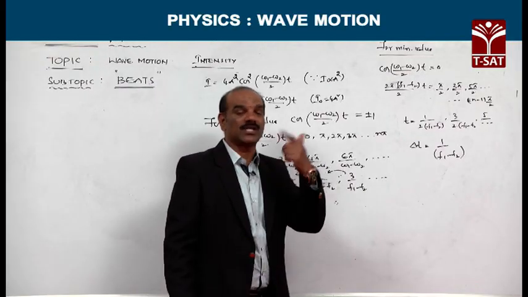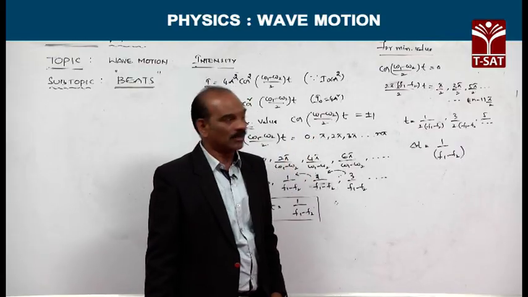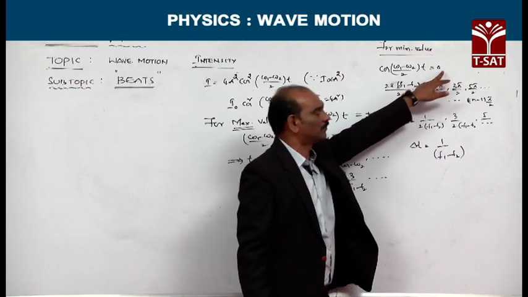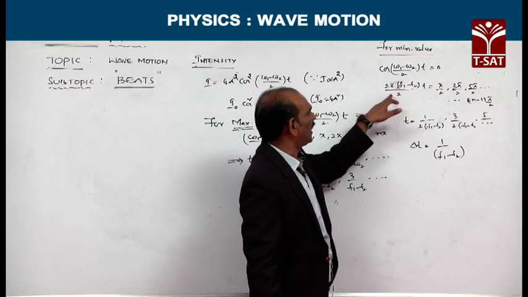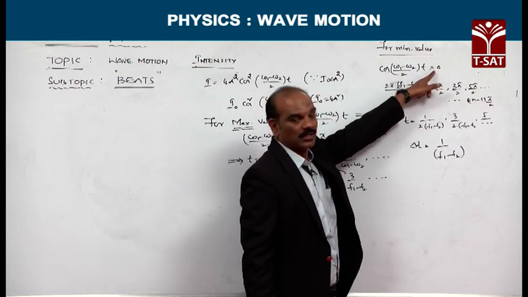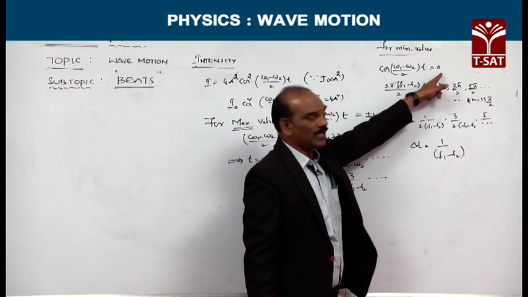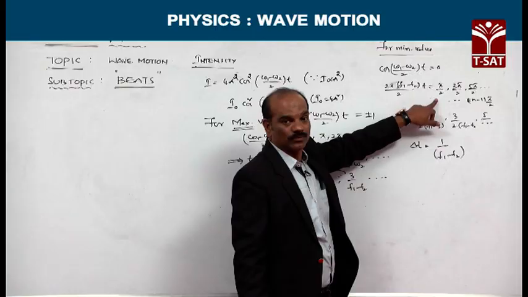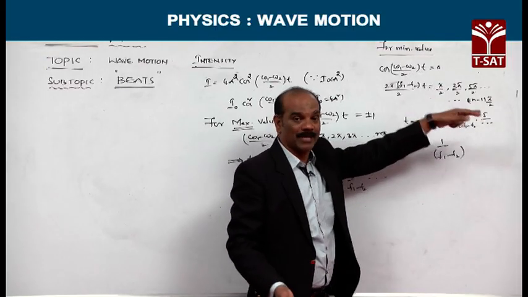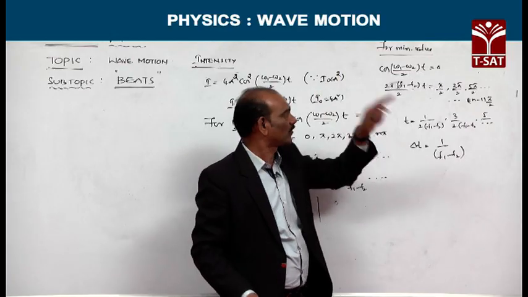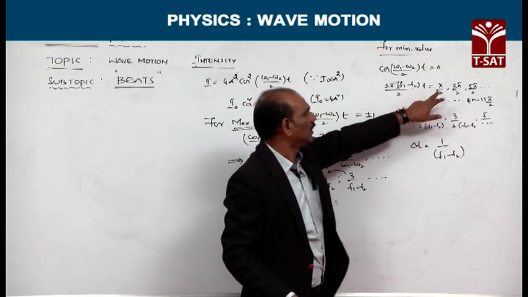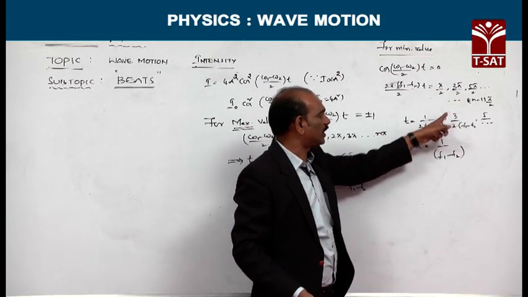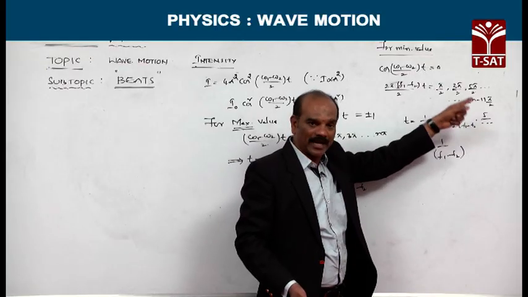Similarly, for the minimum value, which is concerned with waning, this cos of (omega 1 − omega 2) by 2 value must be 0. Therefore, (omega 1 − omega 2) by 2 into t must be pi by 2, because cos pi by 2 value is 0, or 3 pi by 2 or 5 pi by 2, etc. Now from this one, t is equivalent to, if you take pi by 2, 1 by 2 times of (f1 − f2). If you take 3 pi by 2, 3 by 2 times of (f1 − f2), and 5 by 2 times, etc.